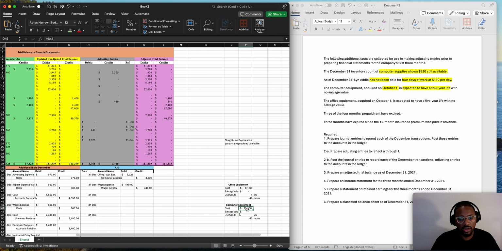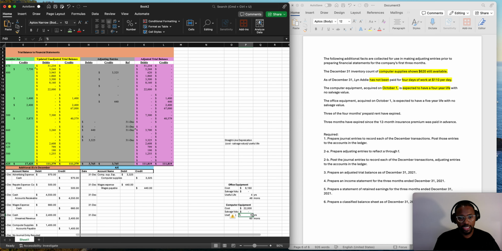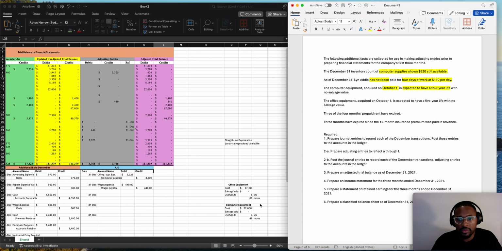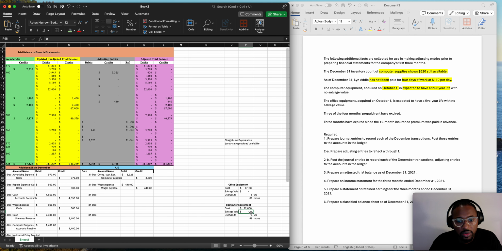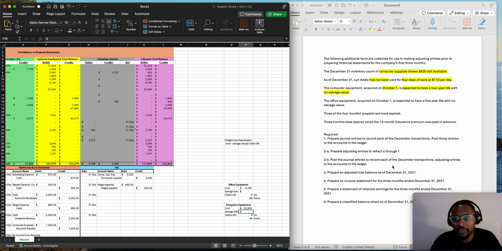So in this problem, we know that the cost is 22,000. We also know that for computer equipment, the useful life is going to be 4 years. Okay, give me 1 second. I just need to update some of this stuff. This is going to be 5. And then this is going to be 5. Okay, cool. So we know that computer equipment is for 4 years, right? So we have 22,000, zero salvage value because they say no salvage value here, and then useful life is 4.